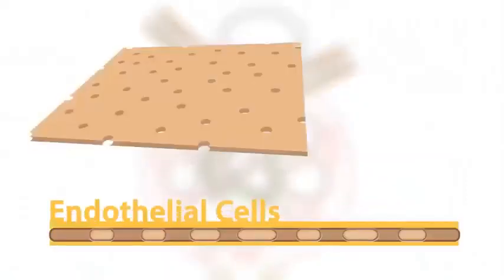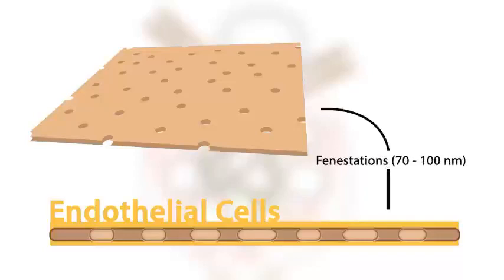However, the endothelial cells that line the glomerular capillaries are unique in that they have pores or fenestrations that measure 70 to 100 nanometers in diameter. These fenestrations allow for the rapid filtration of water, solutes, and electrolytes, while restricting the passage of blood cells and large molecules like proteins.